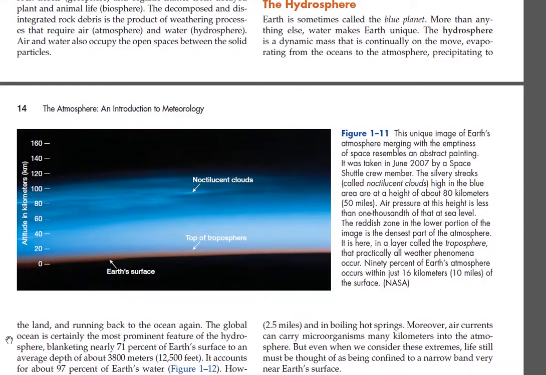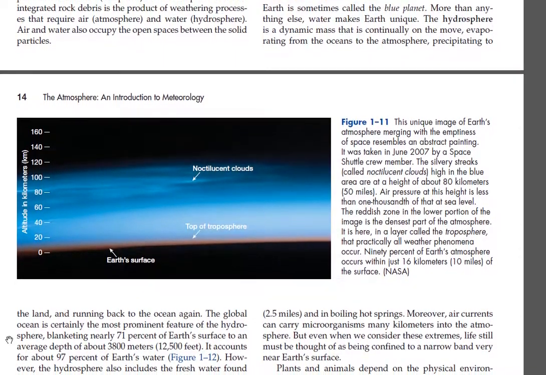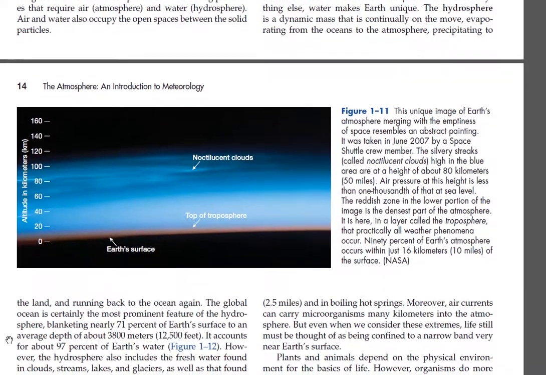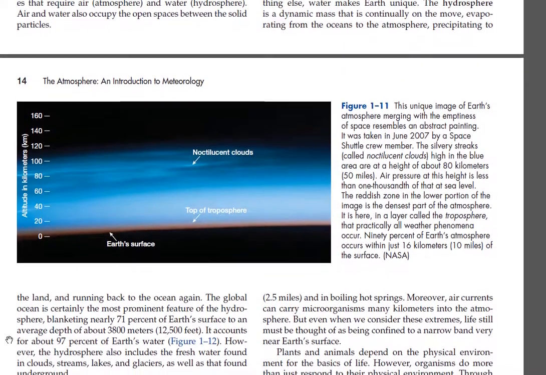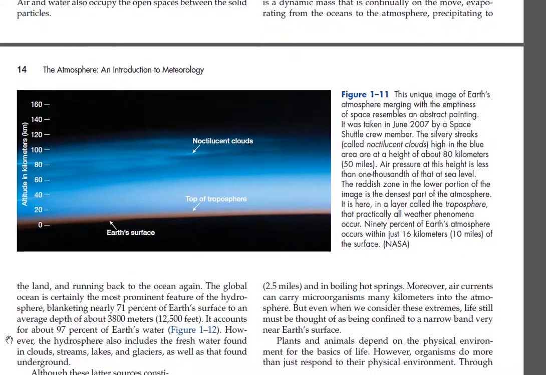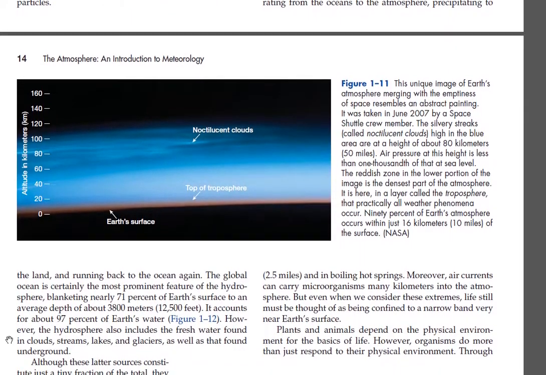The global ocean is certainly the most prominent feature of the hydrosphere, blanketing nearly 71% of Earth's surface to an average depth of about 3,800 meters, 12,500 feet. It accounts for about 97% of Earth's water, figure 1-12.